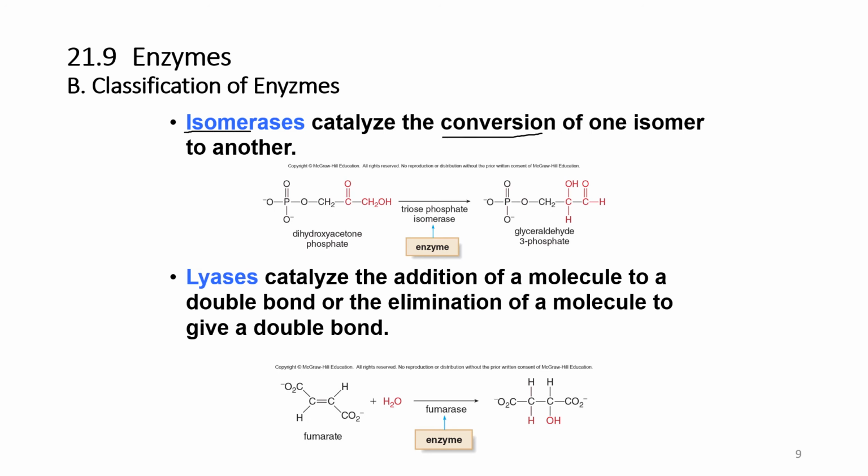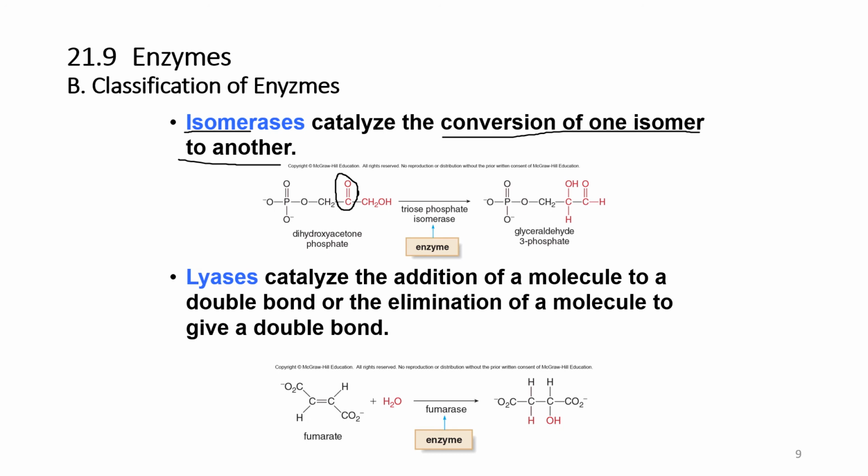Isomerases catalyze the conversion of one isomer to another. Okay, so this is a reaction that is found in the glycolysis pathway. Dihydroxyacetone phosphate is isomerized or converted by triose phosphate isomerase to glyceraldehyde 3-phosphate. And so you see that this carbonyl group is moved to this carbon, and then we have the hydroxyl group on the second carbon.